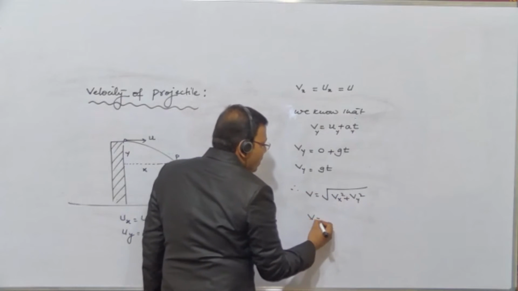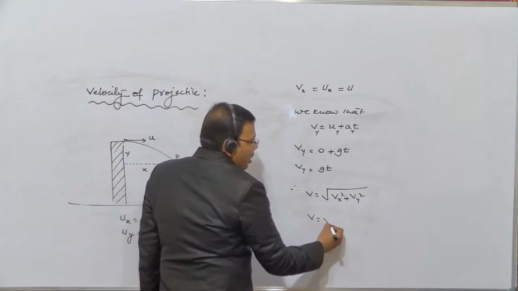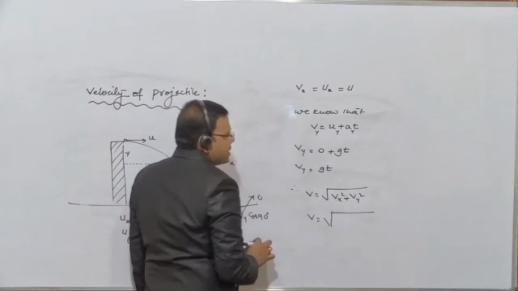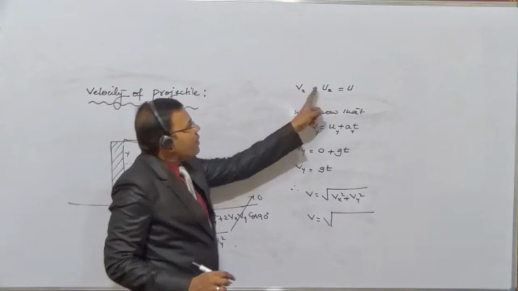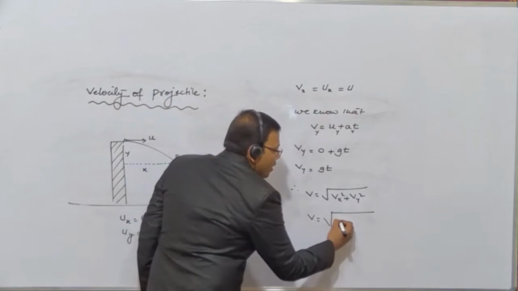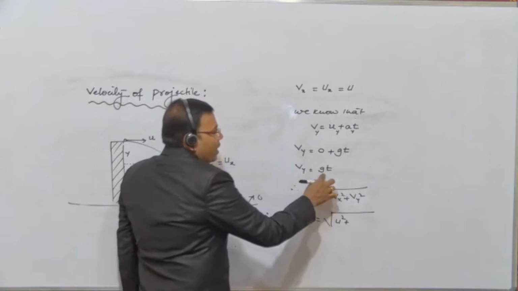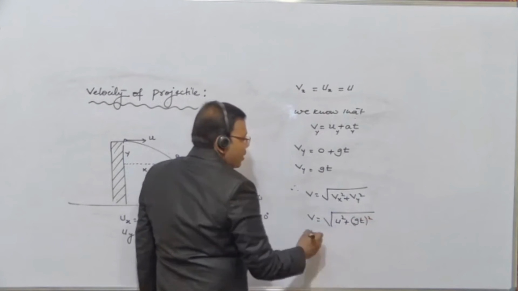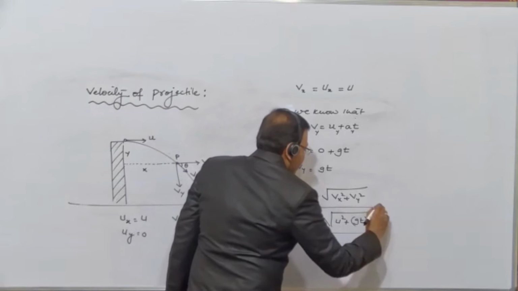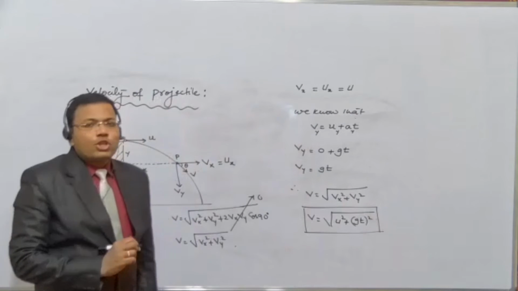So therefore V is equal to under root of, what is this Vx square? What is this Vx? Already we have found out, no? Vx is this U. So therefore I'll write here U square plus Vy, it is GT square. That is G square and T square. This is the resultant magnitude we have calculated.